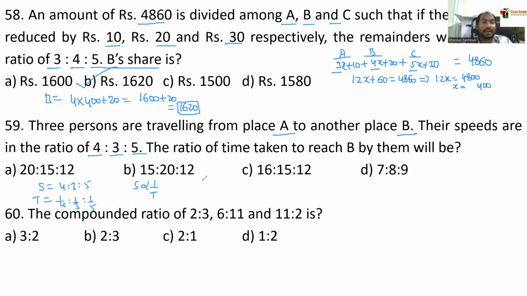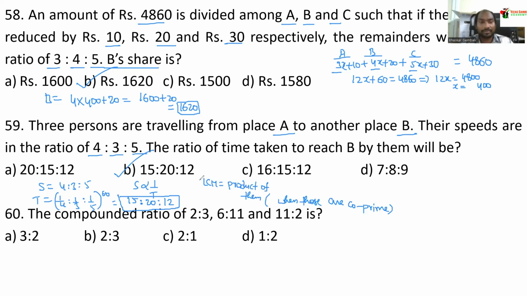So when the numbers are co-prime, the LCM is equal to the product of them. 4 × 3 is 12, 12 × 5 is 60. And multiply every number with 60. 60 by 4 is 15, 60 by 3 is 20, 60 by 5 is 12. So the answer is 15:20:12. Option B. I think everyone understood, guys.